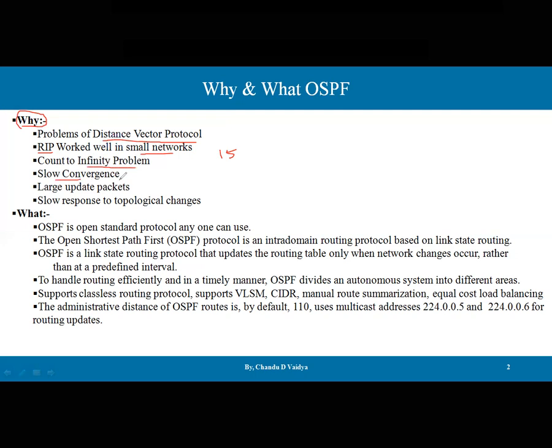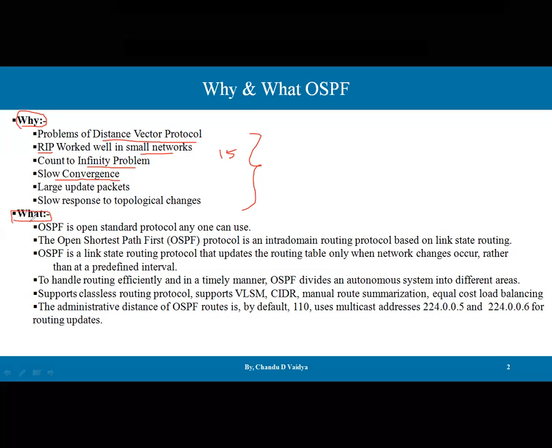Then slow convergence is there, because the complete table is exchanged and they do not exchange their tables immediately. After every 30 seconds they exchange the tables, so convergence is slow. Large update packets are also a drawback, and there is slow response to topological changes. These are the drawbacks of the RIP protocol. In order to overcome these drawbacks, we have another mechanism, and that mechanism is OSPF.